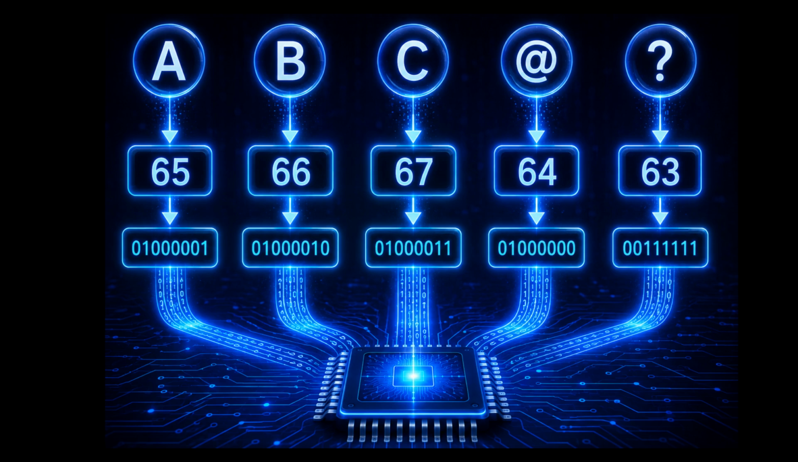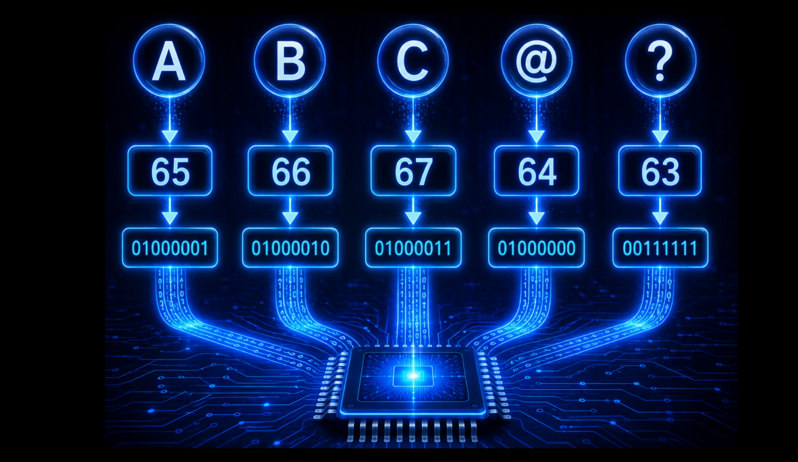Every character inside a computer is assigned a unique numerical code. For example, the letter A is assigned 65. The letter B becomes 66. The letter C becomes 67. Symbols, such as at and and, also have their own unique codes.